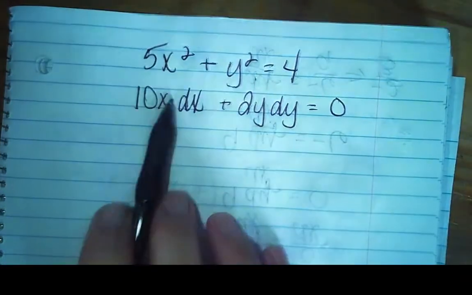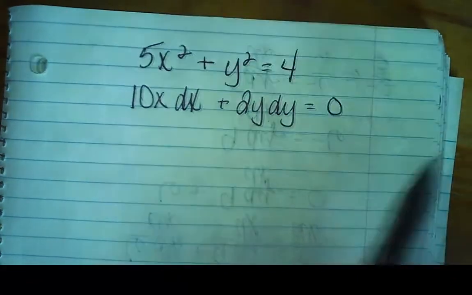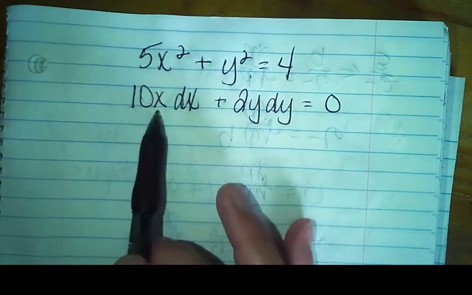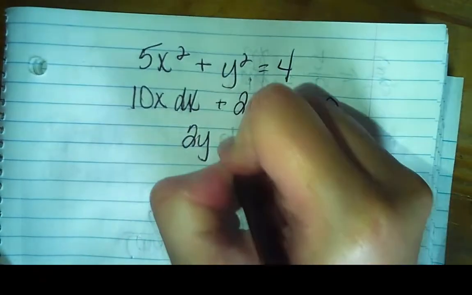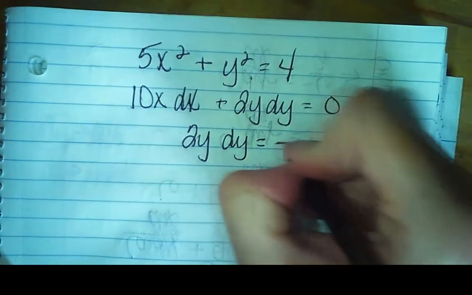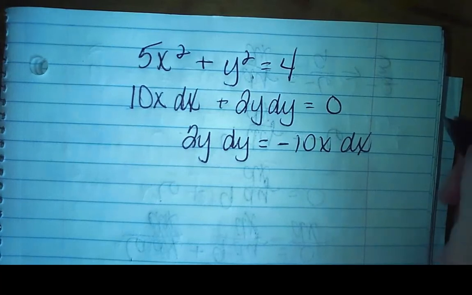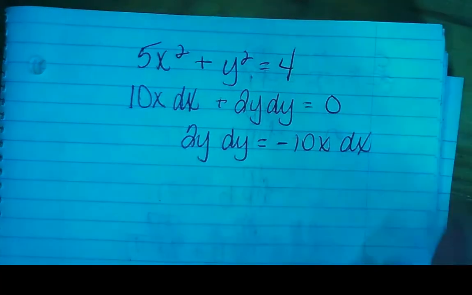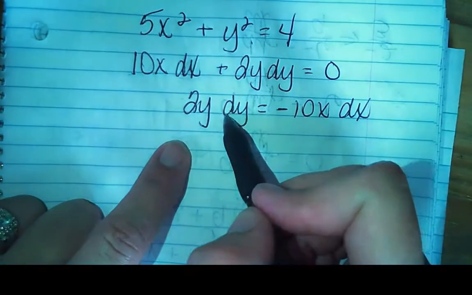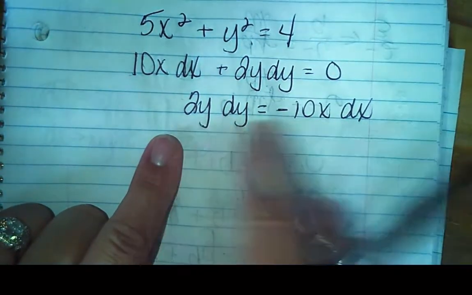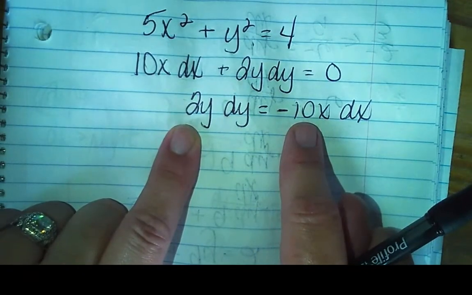Okay, so now I want my dy's on one side, I want my dx's on the other. So that means I'm going to subtract this chunk over to the right. So I have 2y dy equals negative 10x dx. Okay, and now, because I'm a lazy math person, I would love to notice I've got to divide both sides by dx. I've also got to divide both sides by 2y.